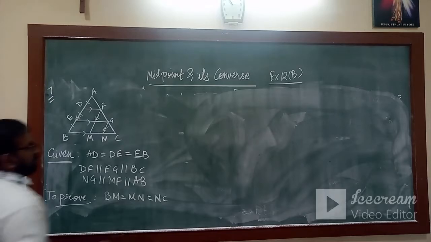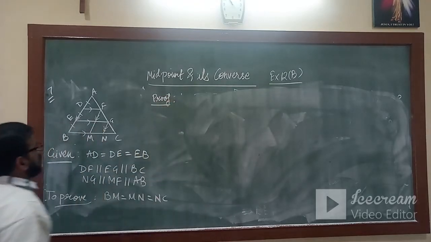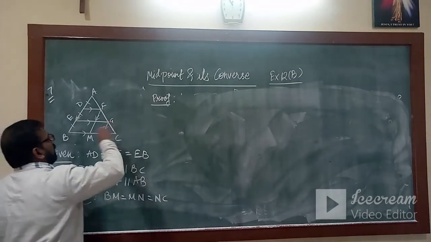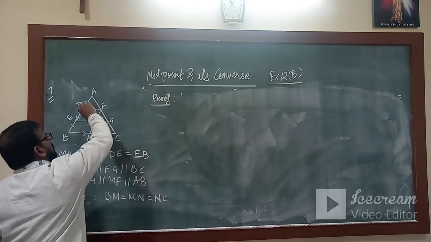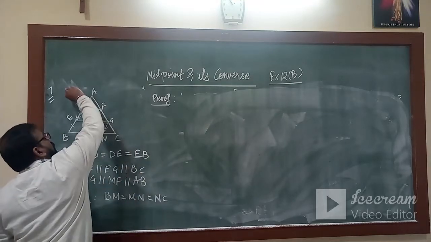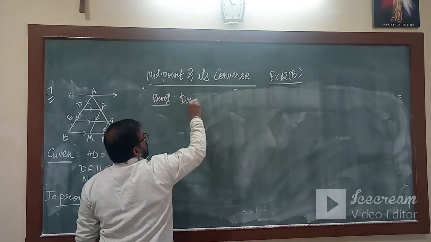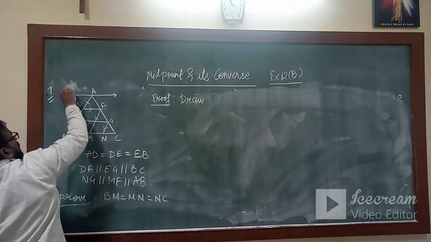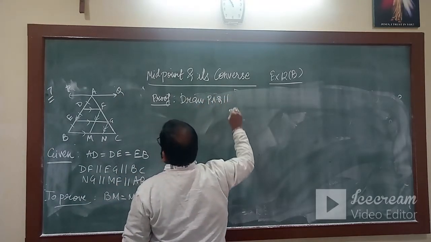So we will use the equal intercept theorem. How we can use? First thing that is given is AD equal to DE equal to EB. So first we will use this information, and how we can use this information? Okay, so I will draw. Let it be M, let it be P and Q. So draw PAQ parallel to BC.